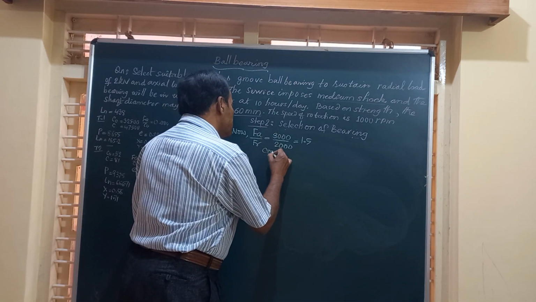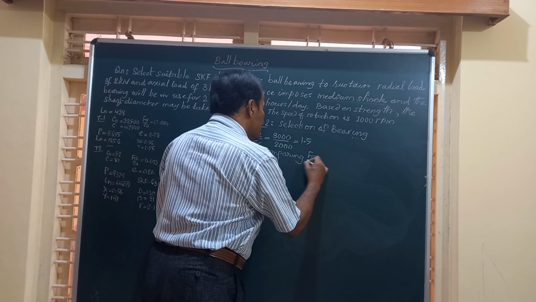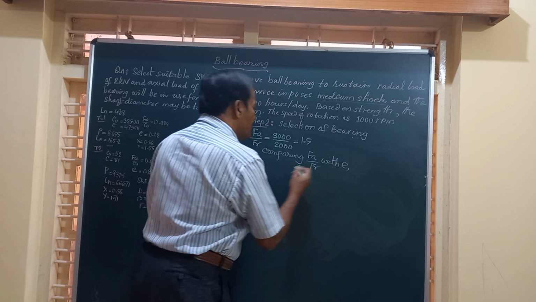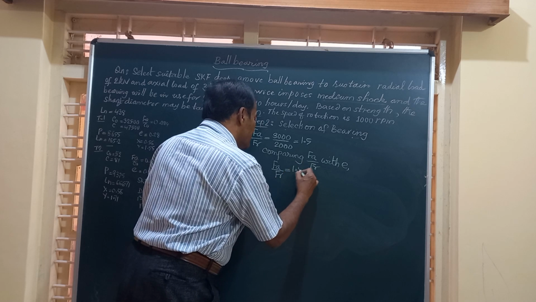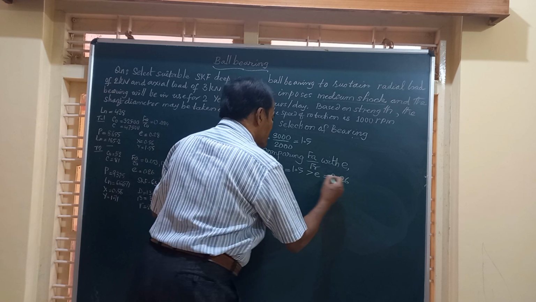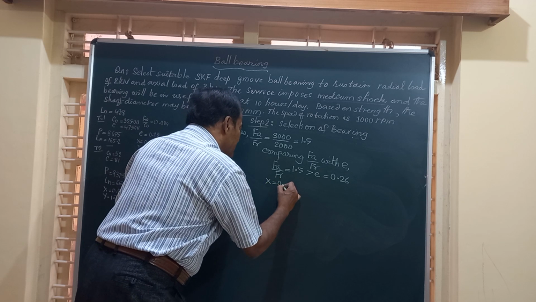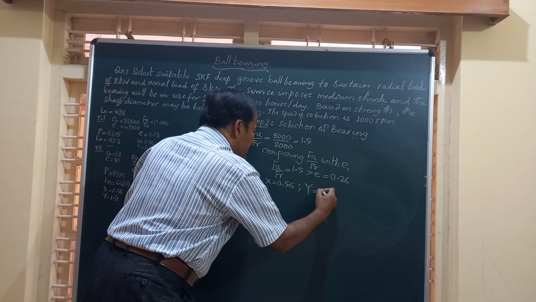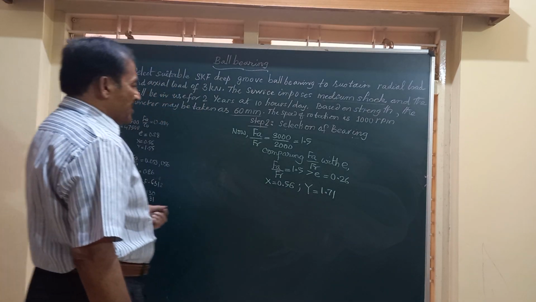So comparing FA over FR with E, the constant E, we find FA over FR, which is 1.5, is greater than E, which is equal to 0.26. And hence, whenever it is greater than, I told you, X is equal to 0.56, and corresponding to that in the Y column, you find 1.71 is the value of Y.